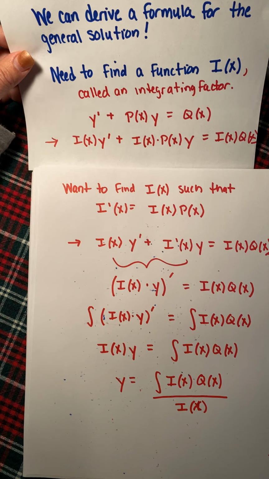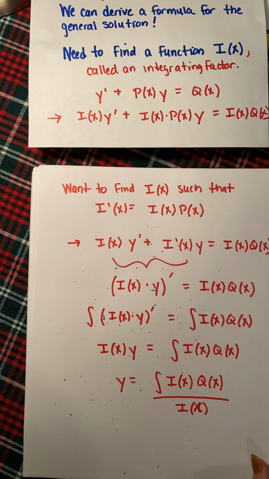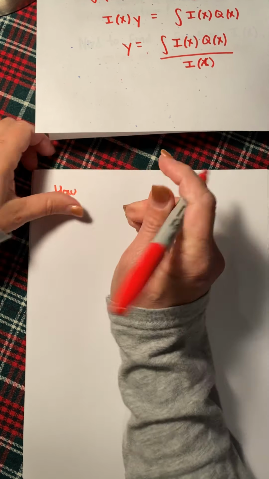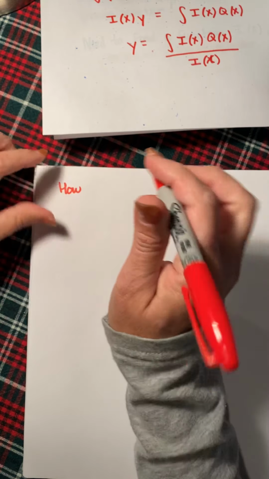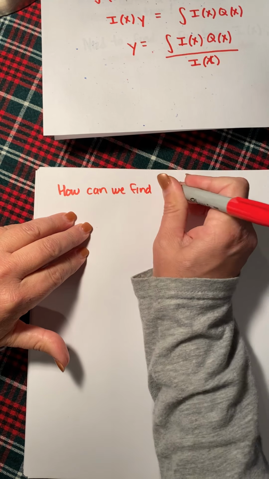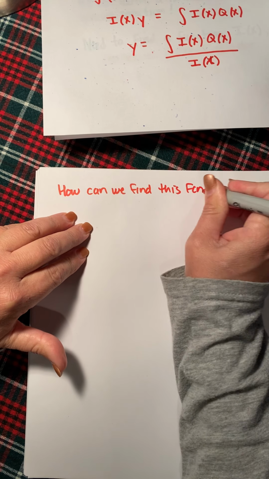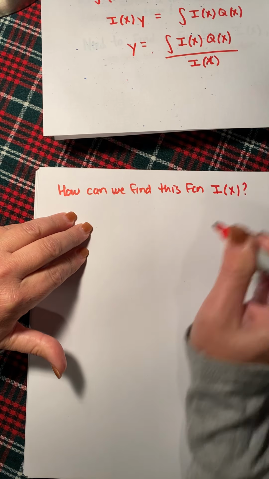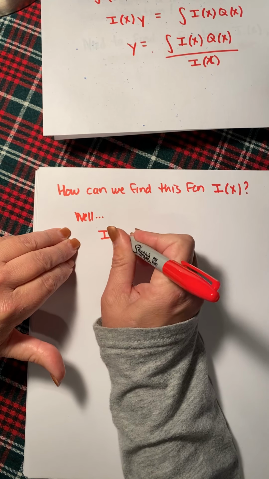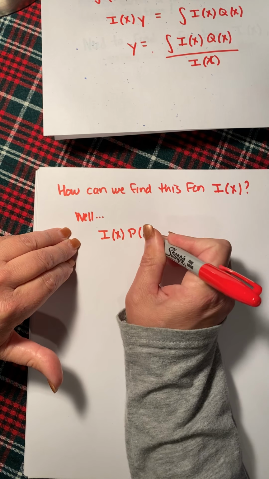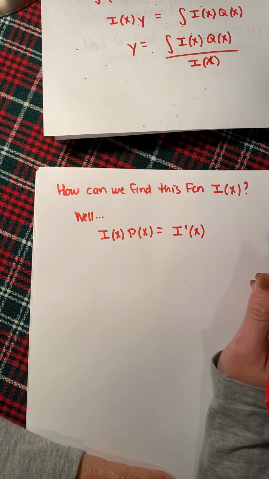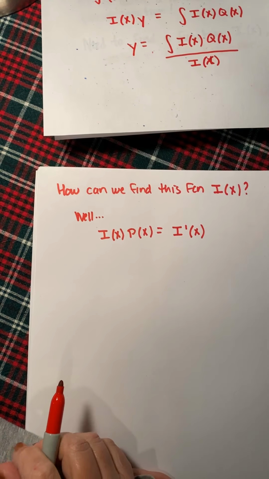So how can we find I? What is this magical function? How can we find this function, I of x? Well, keep in mind, we want I of x times p of x to equal I prime of x, right? That's what we said, because then nice things will happen.